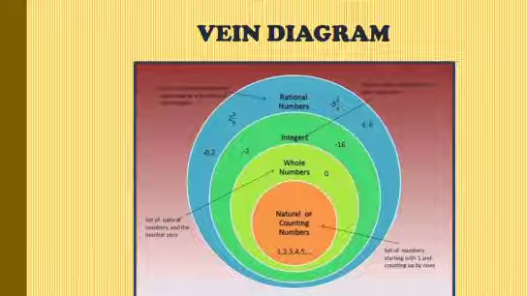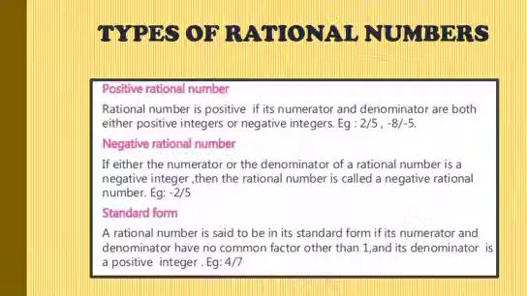Here we can see that all natural numbers or counting numbers come under whole numbers. All natural numbers and whole numbers come under integers. All integers, whole numbers and natural numbers come under rational numbers. So a rational number is nothing but a set of numbers that can be expressed as a quotient of two integers.